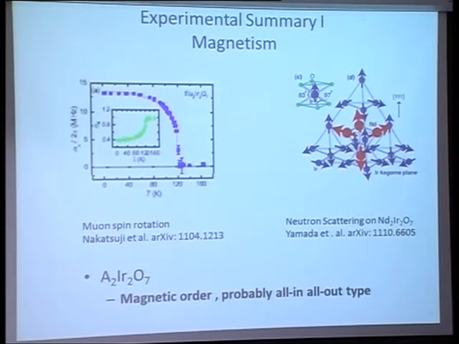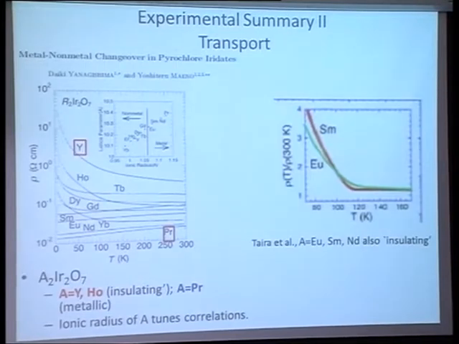Okay, so there's some experimental evidence now that this all-in, all-out magnetic order is realized in at least some of these compounds. So what about the electronic structure? We can look at transport, and this is a pioneering paper by Yoshi Maeno several years back. They looked at the whole family of these pyrochlore iridates, where the A is being changed.